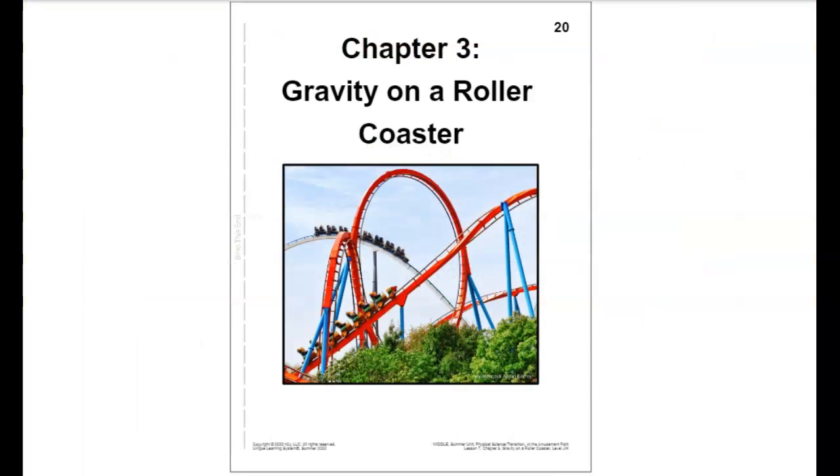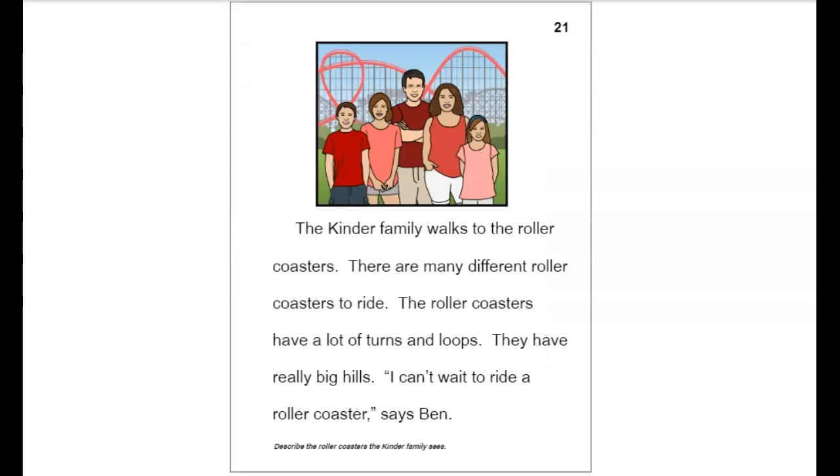All right, let's read about roller coasters. The Kinder family walks to the roller coasters. There are many different roller coasters to ride. The roller coasters have a lot of turns and loops. They have really big hills. "I can't wait to ride a roller coaster," says Ben. Here's Ben and his family, and Ben is feeling excited to ride the roller coasters.